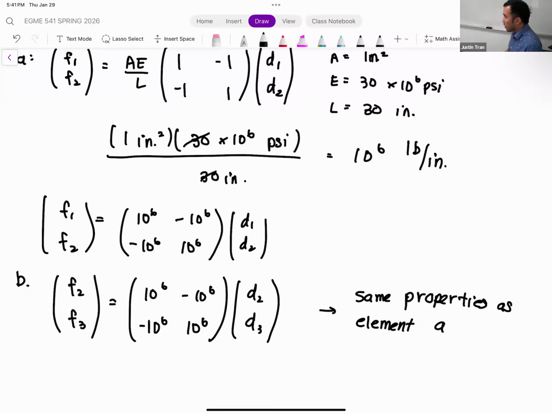So I see this happen a lot, especially for people doing these kinds of problems the first time. If you see two elements that have the same properties, yes, they are going to have the same coefficients within the element stiffness matrix. And so you see that here, both element A and element B have 10 to the 6th inside their matrix. But what's not the same is that two different elements are going to be connected to different nodes.